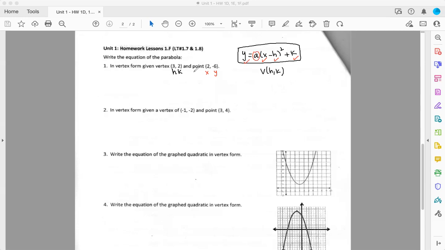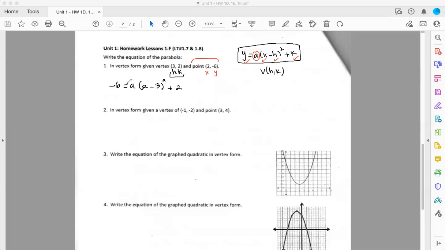So again, when you're given a vertex and a point, you're given an x and y value from the point, and you're given the h and comma k from the vertex. So all you need to do is plug them in to find a. So technically you're saying -6, that's y, equals a, which we don't know, times x, the x value for this specific point is 2, minus h, which is 3, quantity squared, and then plus k on the outside, which is plus 2. Okay, that's all you need to do. Plug in and solve for a.